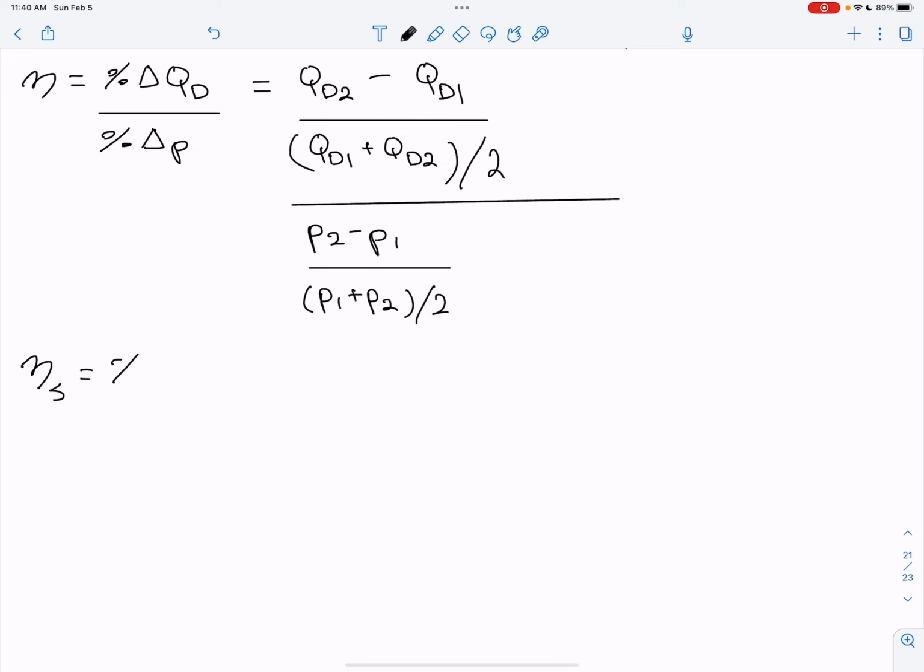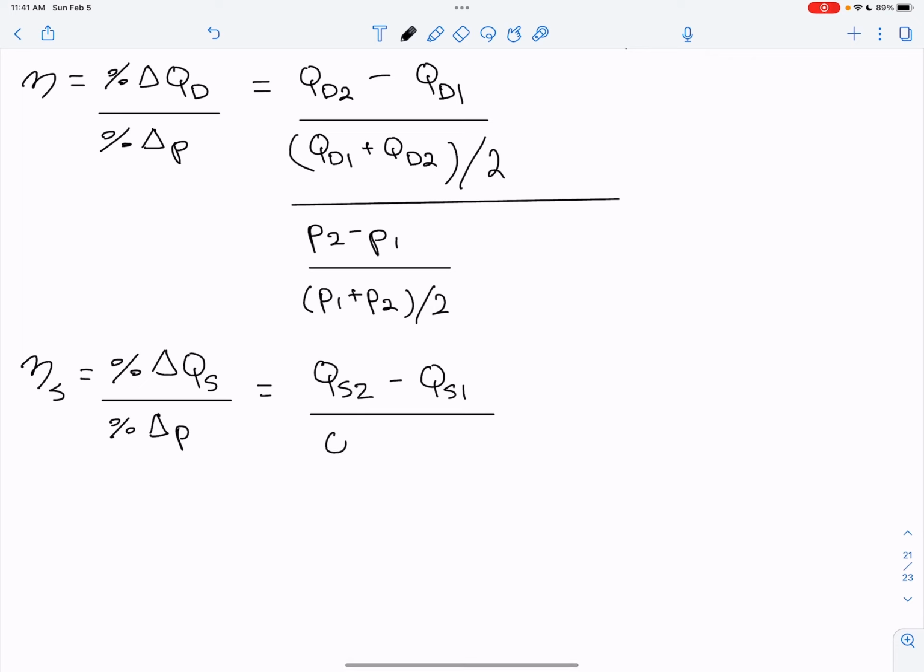Okay? And then, of course, for price elasticity of supply, this would be our percentage change in quantity supplied divided by our percentage change in price, which is going to be equal to the exact same thing as we have above, except it's going to be quantity supplied 2 minus quantity supplied 1 divided by the average of the 2.